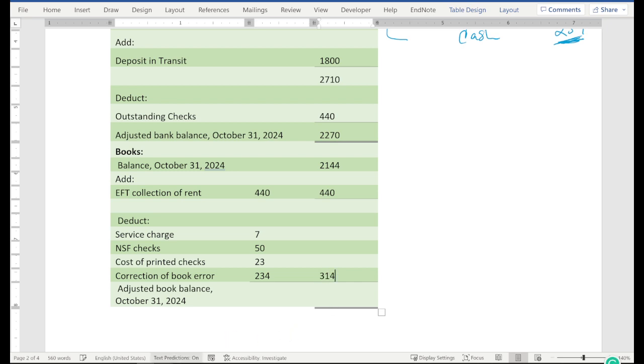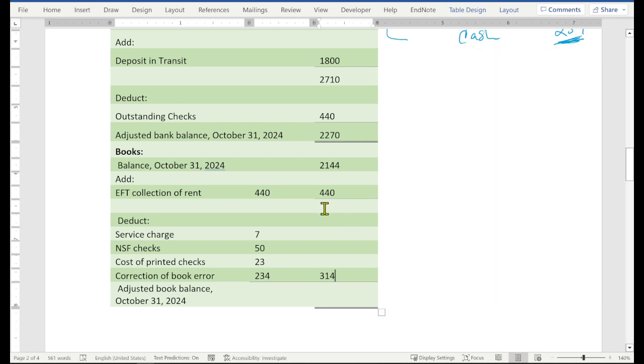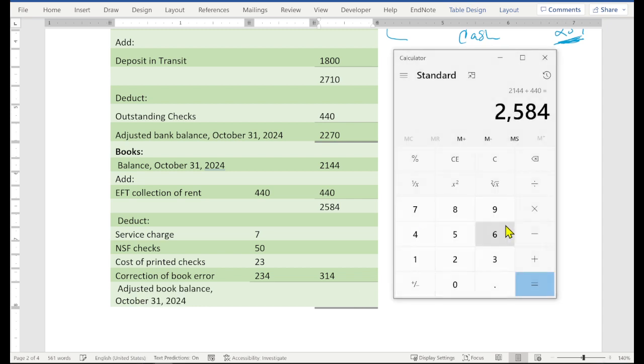All right, I can see I forgot a subtotal up there. It looks like they want me to do a subtotal of adding. So 2144 plus that electronic funds, that's 2584. And then now that 2584 minus 314 hopefully will be that 2270.